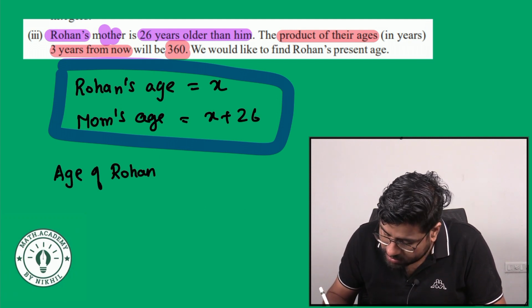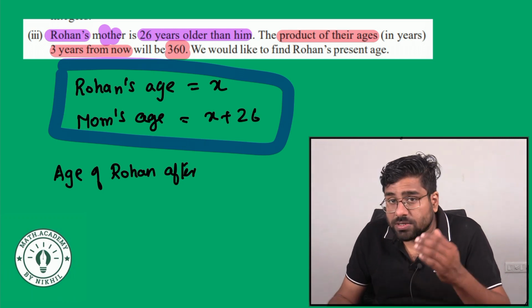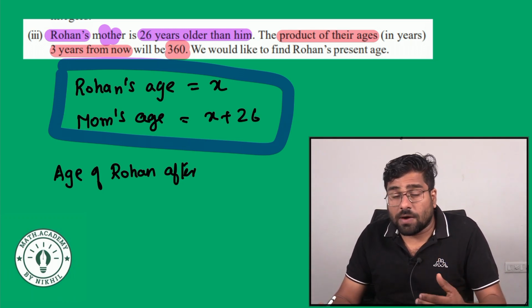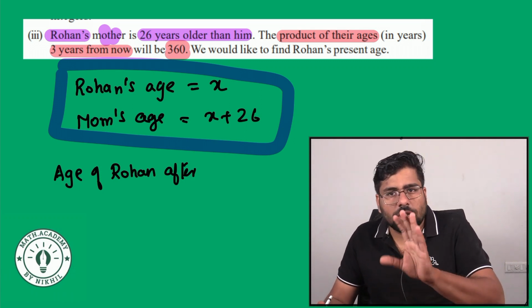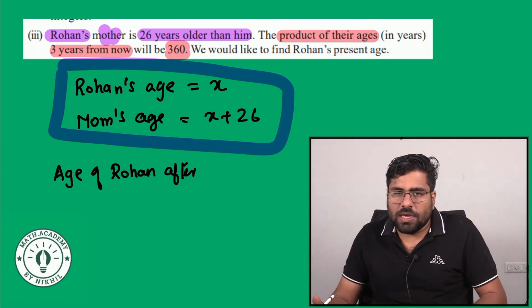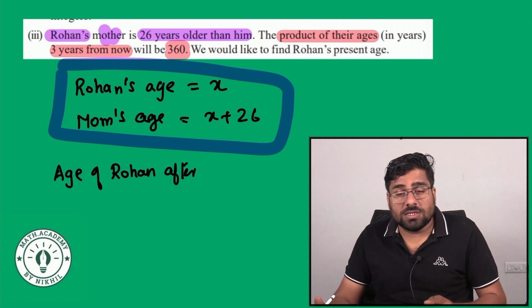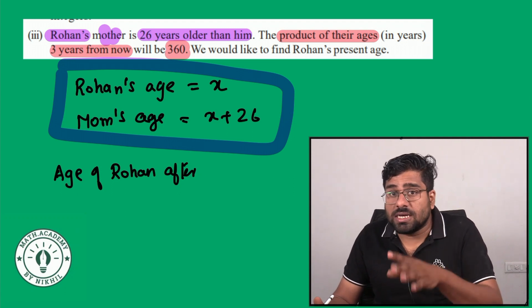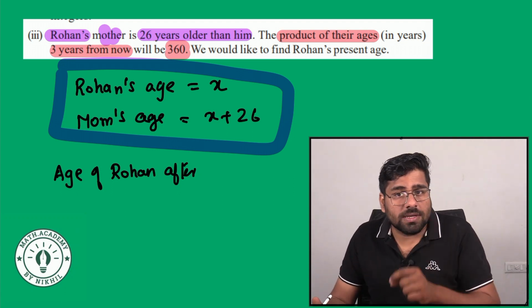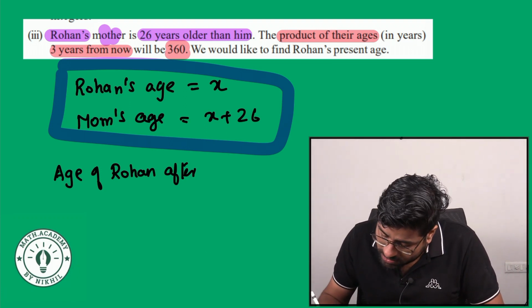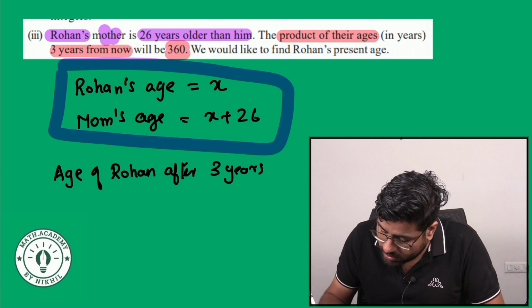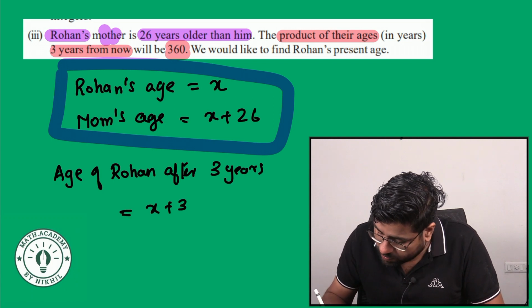Assume that you are 15 years of age now. After 3 years, what will be your age? It will be 15 plus 3. Assume that your mother's age is say 40 now. If your mother is 40 now, what will be her age 3 years after now? It is going to be 40 plus 3. So if Rohan's age is x now, then Rohan's age after 3 years will be equal to x plus 3, right?